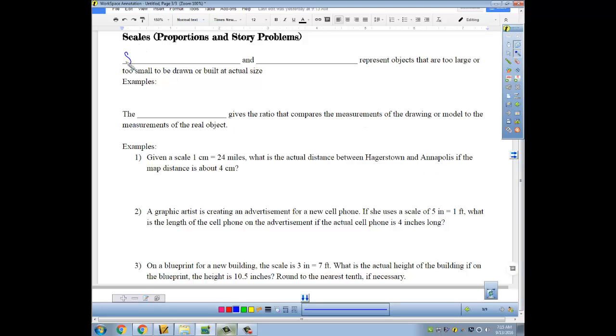So we can say scale models and scale drawings represent objects that are too large or too small to be drawn or built at actual size. So examples could be blueprints. Blueprints are like graphs of buildings that haven't been built yet. Maps. Maps are a much smaller version of the roads and cities, states, countries.